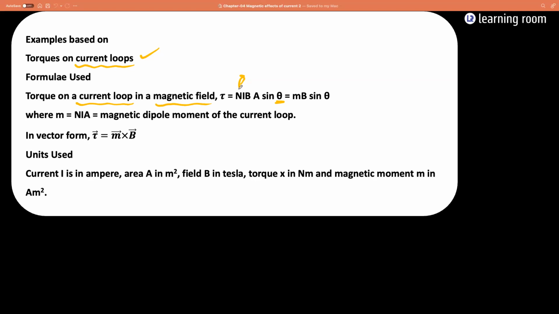Now, this N into I into A can be collectively written as a term called small m. That small m is called the magnetic dipole moment. See, it's very simple. We know that torque is equal to P E sin theta in the case of an electric dipole placed in external electric field. Similarly, when a magnetic dipole is placed in magnetic field, it will be M B sin theta. Is the point clear?